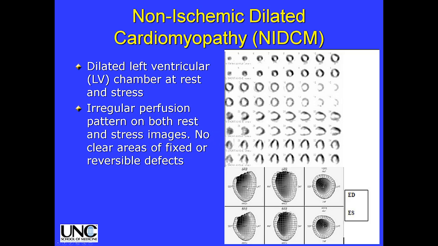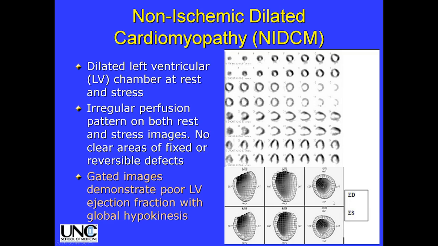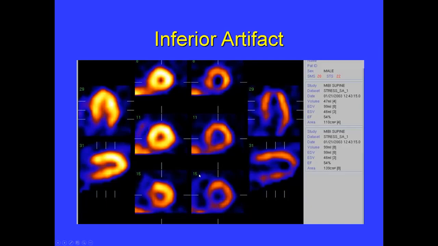And I've actually put a surface rendered image of the gated end diastolic and end systolic images just to make things simpler. And here we see that there really isn't much change between the end systolic and diastolic volumes, indicating that this patient has very poor LV ejection fraction. So putting this all together, this is actually a non-ischemic dilated cardiomyopathy. So it's not coronary disease related, but other myopathies.